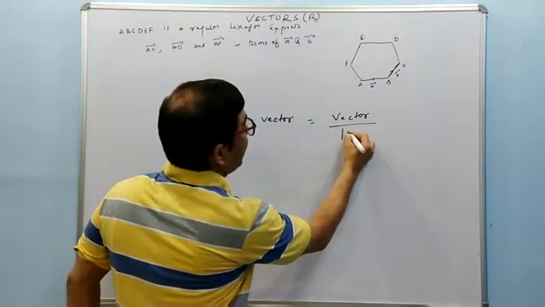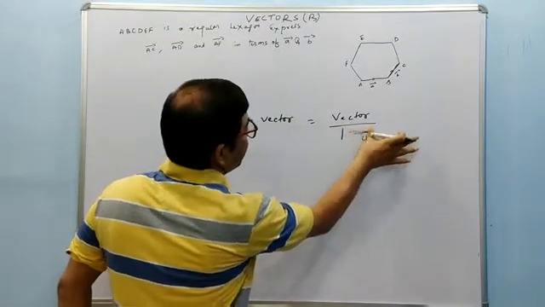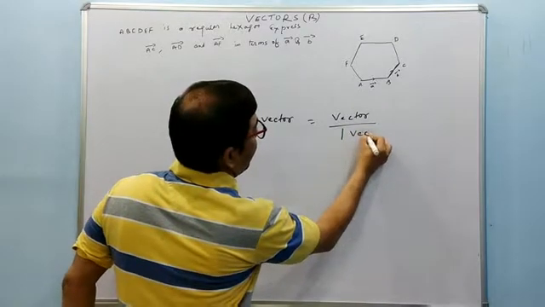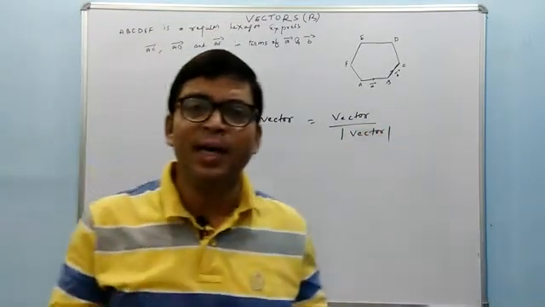So vector divided by magnitude of vector. You just write this symbol, which goes for magnitude. You can just write magnitude of vector. So you can easily find a unit vector.